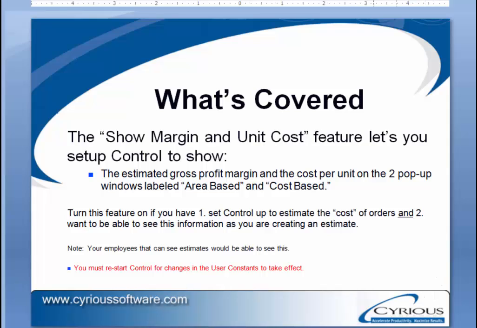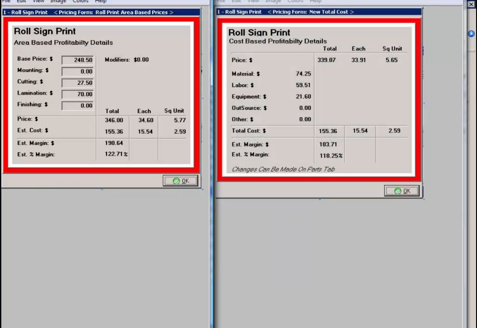Let's go take a look at some of the screenshots that show the information that I'm referring to. If you take a look at the screenshot on the left, this is for area-based pricing. This is a little pop-up window that opens when you click a button on the estimating form. Here you'll notice that we have some information about each unit in this order. You'll also notice we have some information about the estimated margins in this particular order. That information won't show unless you have this feature turned on.